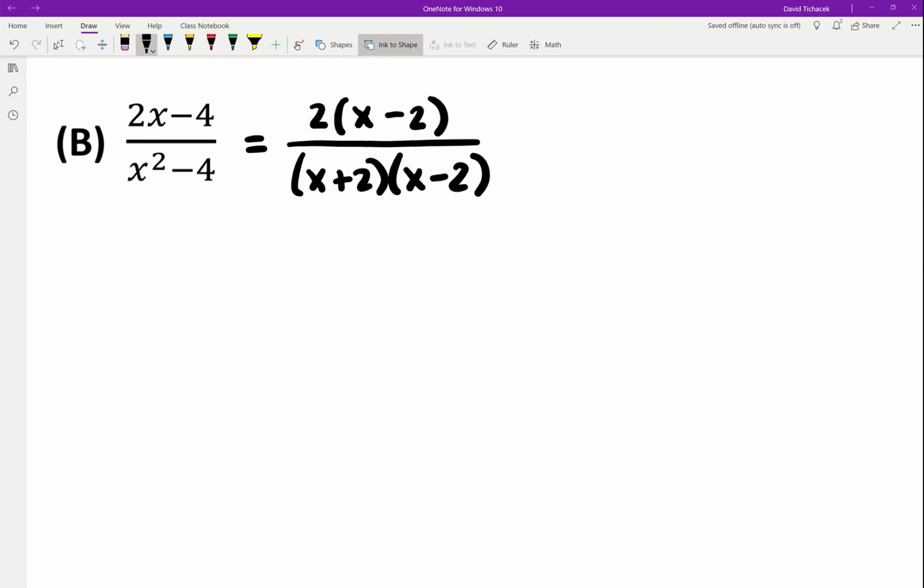Now, it's at this point, before we start canceling anything, that we do want to look at those domain restrictions, okay? We want to do that now, before we start canceling some things out and things start disappearing from our denominator. So our denominator at this time looks like this. That's the factored version of our denominator. So that's x plus 2 times x minus 2. So I'll write an extra copy of that down here.